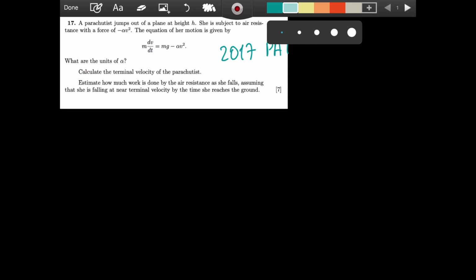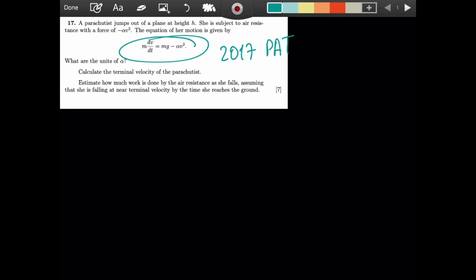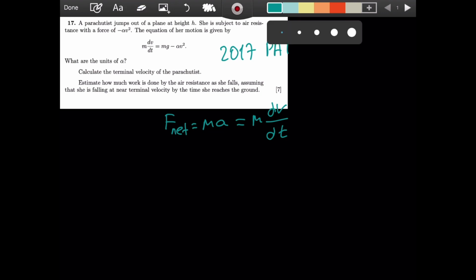So the first thing that I want to mention here is, even if we weren't given this equation, we would be able to derive it, because it is simply using Newton's second law. It is using the fact that the net force equals mass times acceleration. We know that mass times acceleration is mass times the time derivative of the velocity, and the net force is simply the sum, the vector sum of all the forces acting on the object. So that's where the equation comes from.